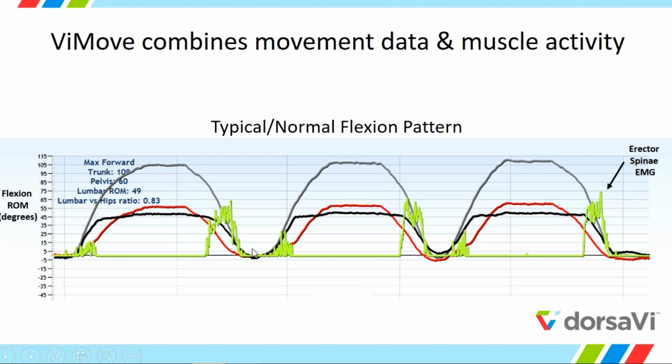So if you bend forward and your top sensor goes through 105 degrees of motion from start to finish, and your bottom sensor goes through 60, the difference between those two is the lumbar spine range of motion, which in this case is 49 degrees, and that's the black line. The green line is EMG activity. So this is showing a pretty normal case of EMG activity. We typically see when people start the motion to bend forward, they get a little spike, and this is bilateral EMG activity. And then when you come up to stand, you get a bigger spike.